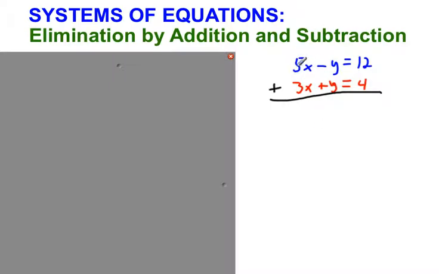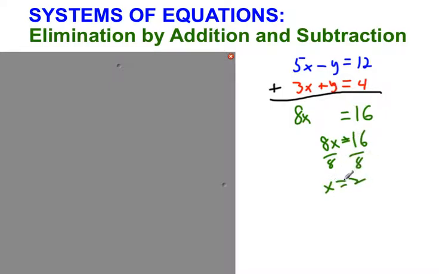Well, what happens when we add 5x and 3x? We get 8x. Now, what happens when you add negative y to positive y? It's 0, right? So there is nothing there. Negative y plus y is 0. And so we will have a new equation that is 8x equals 16. Now, is that something we can solve? 8x equals 16? Sure, yeah, we can solve that. We'll divide by 8 on both sides, and x equals 2.